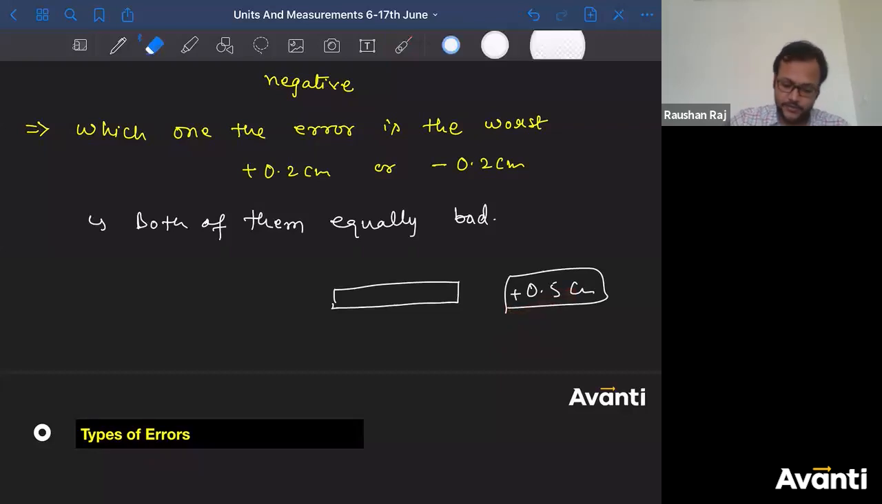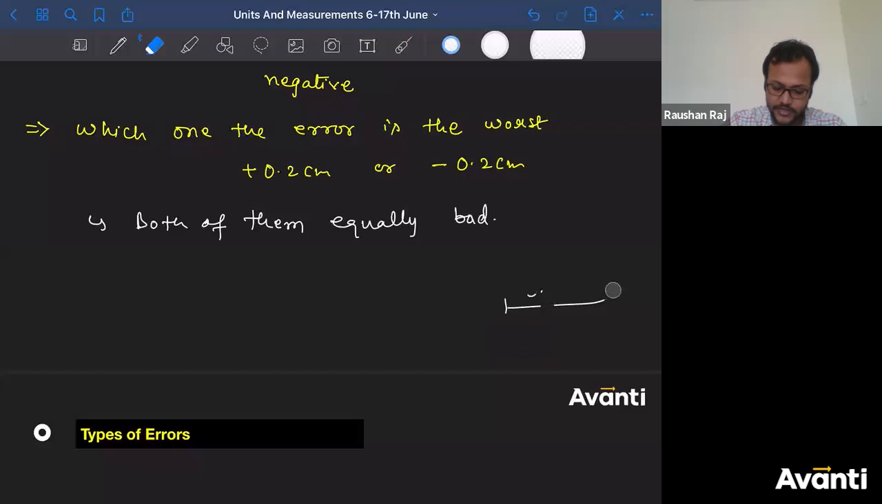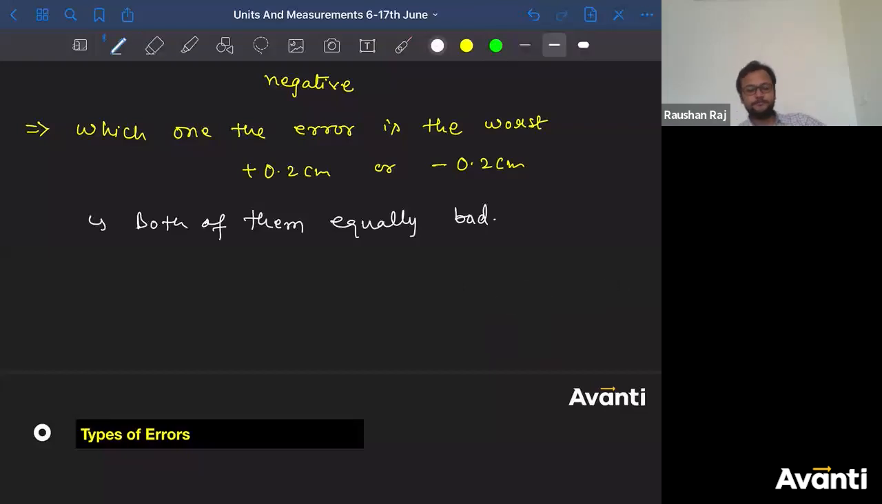So please note this point here. Just imagine a condition here. Now you are a shopkeeper. You are selling that 10 centimeter rod. While selling that, let us say the maximum error that can come is plus 0.5 centimeter. The error in that length can come as plus 0.5 centimeter. That means the length of the rod can be 10.5 centimeter.